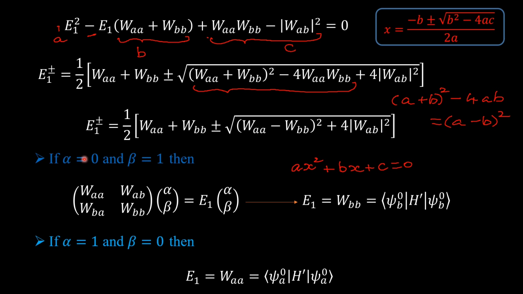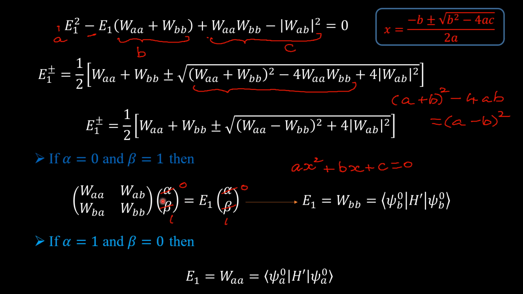Let us take alpha is 0 and beta is 1. That means two-fold degeneracy, we are removing one energy state. That is alpha psi_A is psi_A^0, one state we are removing. Then what will be the result? Here alpha is 0 and beta is 1. So only this second row exists, E1. This is E0 is 0.